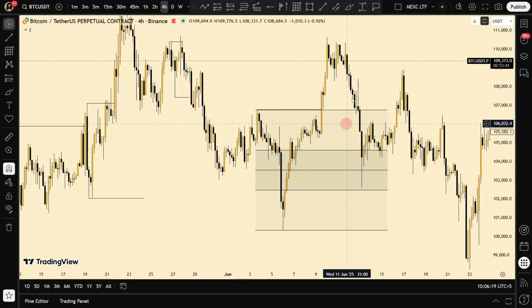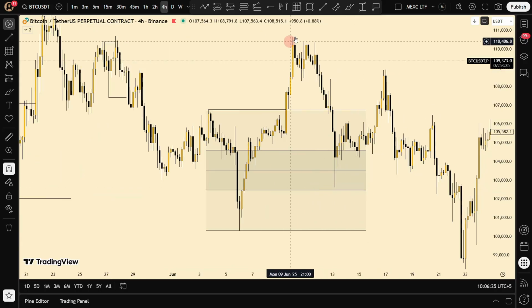It could be ranging, it could be trending, it could be anything, but we just need a good solid zone to see where price could come, and we can potentially take a trade out of this zone.